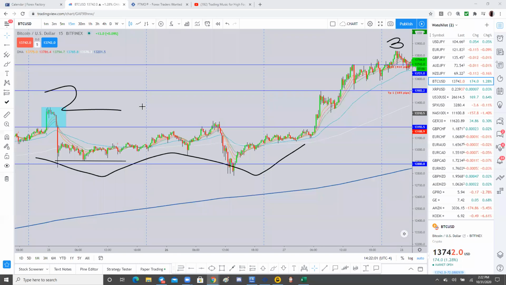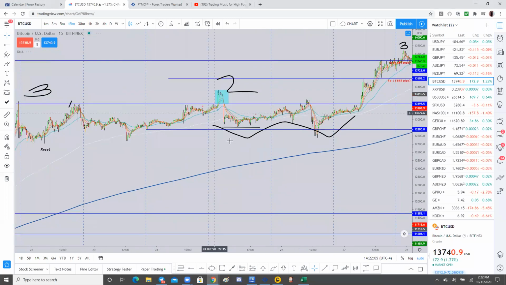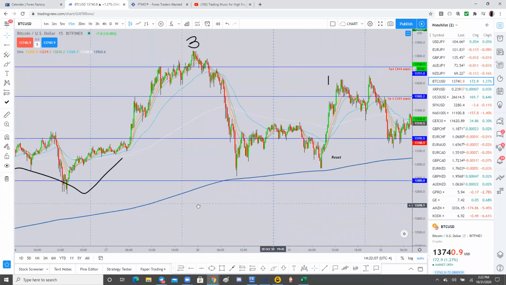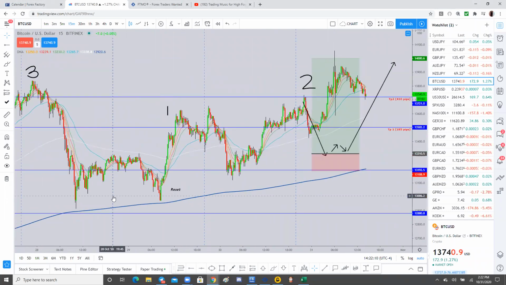It doesn't change. Any market, I show you guys the same thing over and over and over again. 1, 2, 3, 1, 2, 3, 1, 2, 3. The only thing you guys might have a problem picking up now is the reset. And that's okay, because that comes with experience.